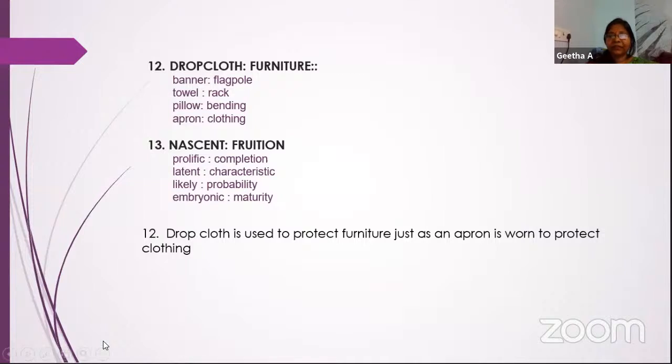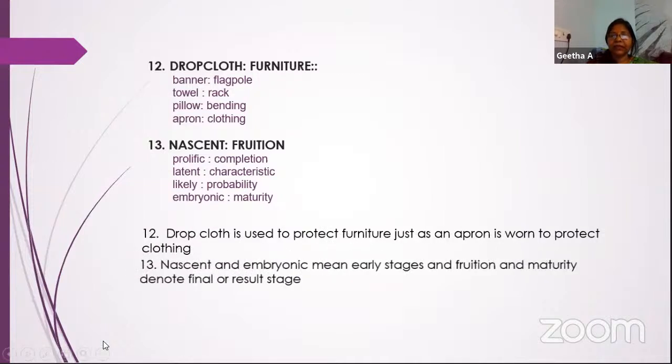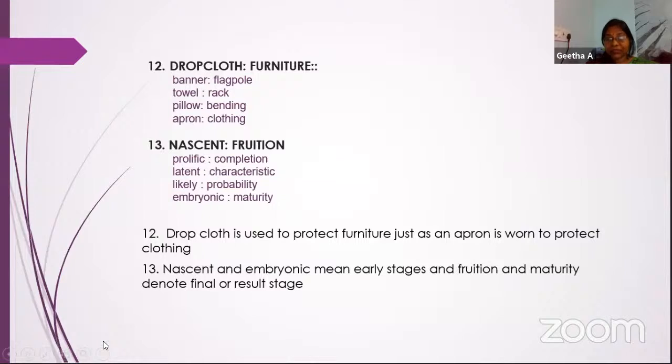And then the next one is nascent and embryonic means early stages, right? Nascent is the early stage and fruition is the matured stage, the final stage result. So that is the relationship. So 4 is the answer. Embryonic, maturity; nascent, fruition. So drop cloth, furniture, we have apron and clothing, right?